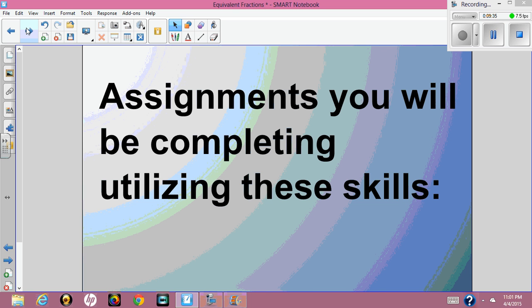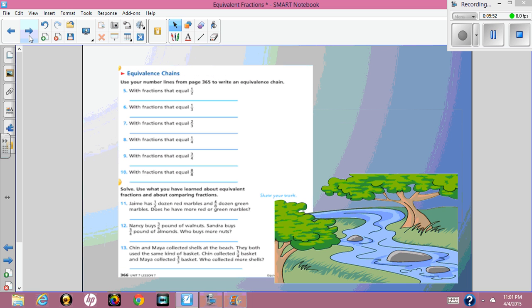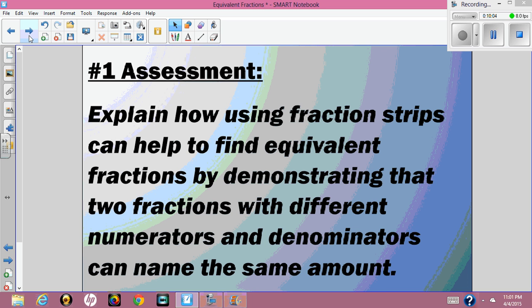Here are the assignments that you will be presenting this week and completing to utilize the skills of comparing and identifying equivalent fractions. First, you will identify equal fractions on a number line. Then you will use equivalence chains to identify fractions that are equal to other fractions.